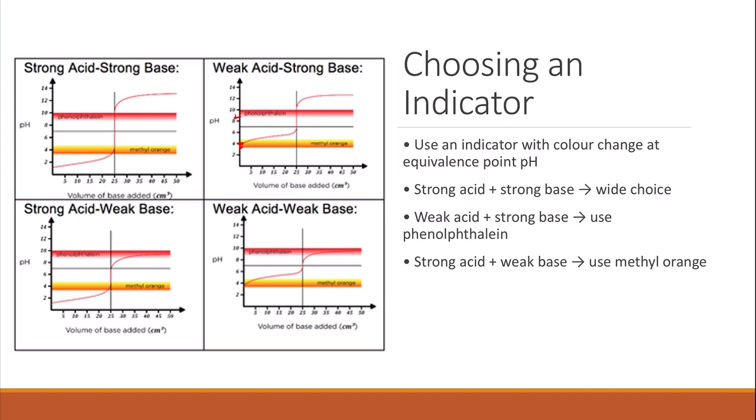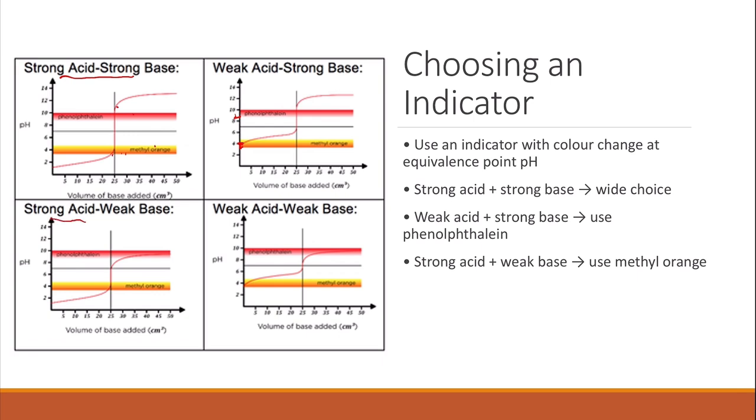So when we look at the different types of pH curves, you can see that for a strong acid and strong base, the vertical line will pass through both the methyl orange and phenolphthalein ranges. So you can use either of these two as an indicator for this type.